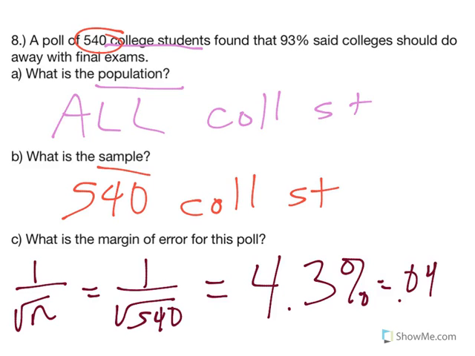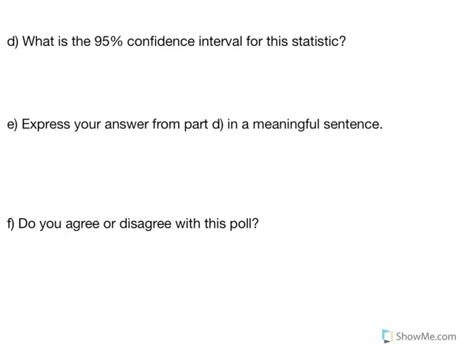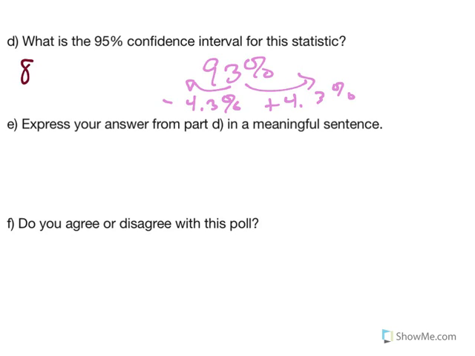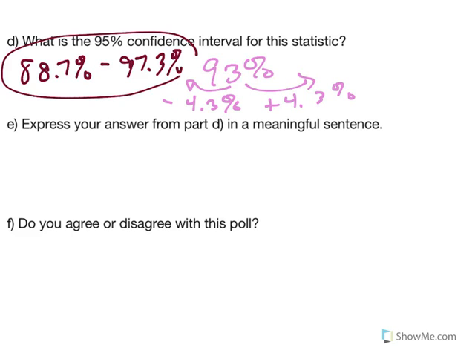Oh, I missed the decimal form, sorry. 0.043. We use that margin of error for our confidence interval. So my estimate was 93%. To the left, I subtract my 4.3%, and to the right, I add 4.3%. And when I do that, I get 88.7% and 97.3%. There's my confidence interval.